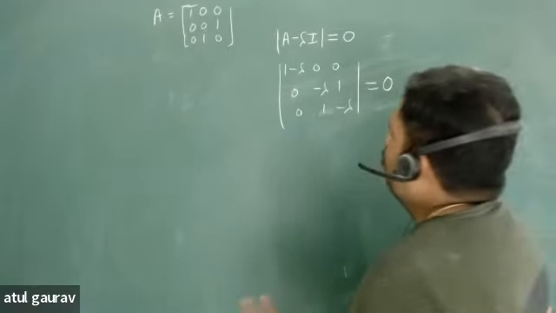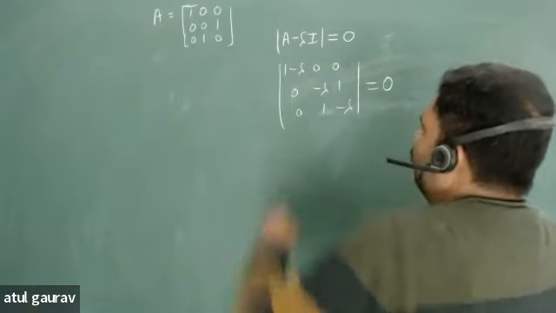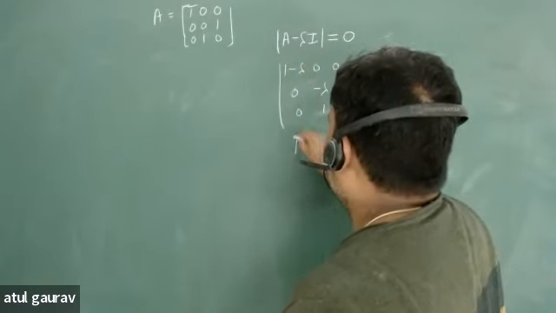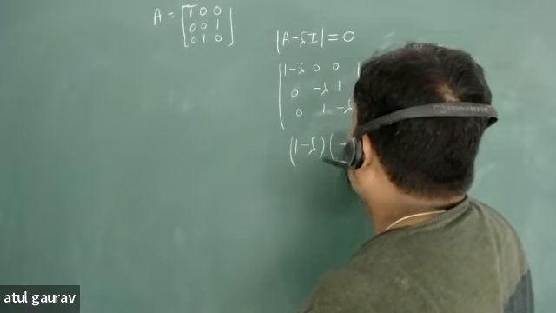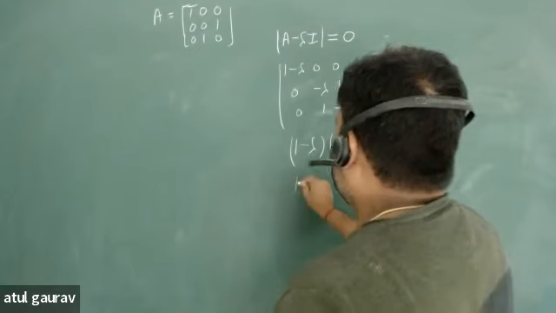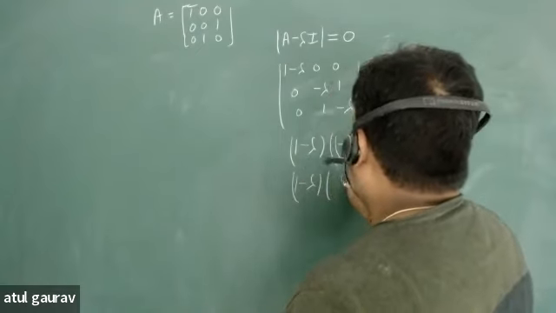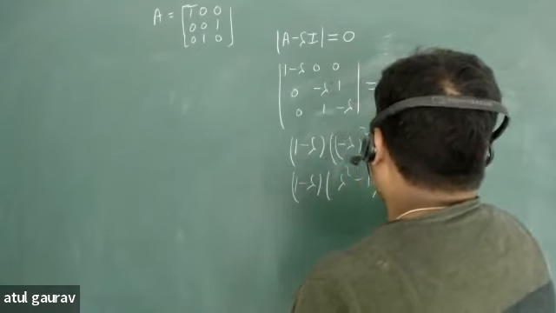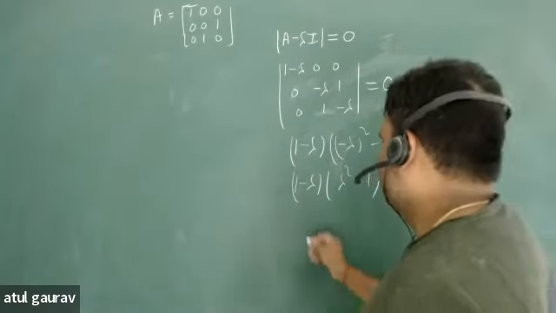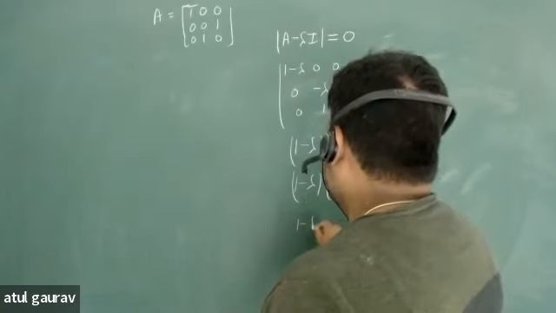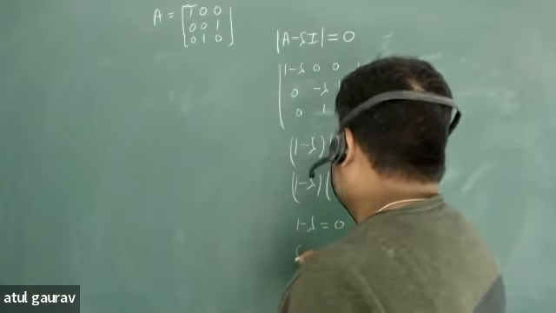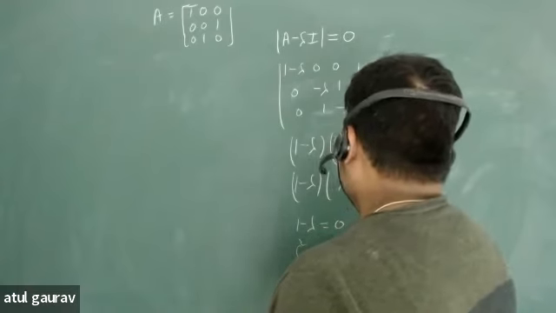Now you have to expand about this particular element. So 1 minus lambda, you have minus lambda whole square minus 1 must be 0. So 1 minus lambda, lambda square minus 1 must be equal to 0. So what are you getting? First is 1 minus lambda is equal to 0. So from here lambda is equal to 1. And second is lambda square minus 1.